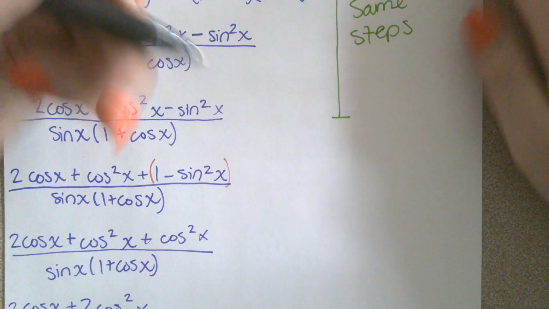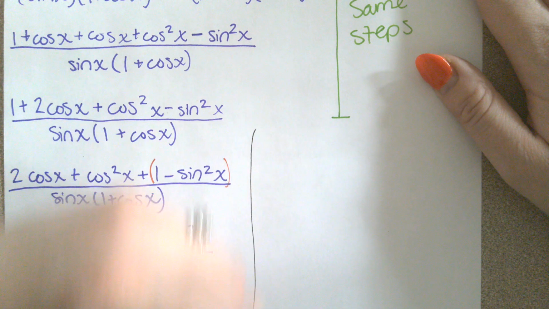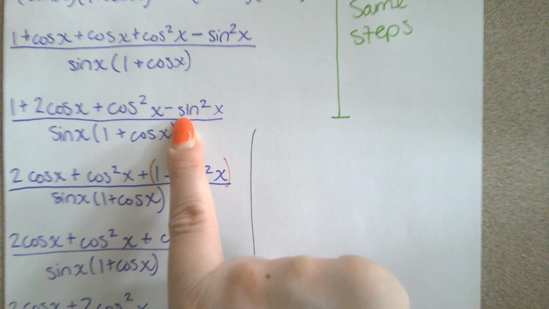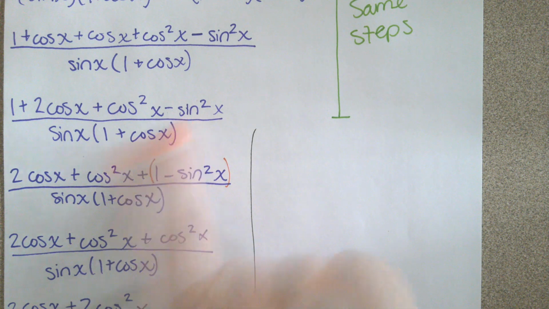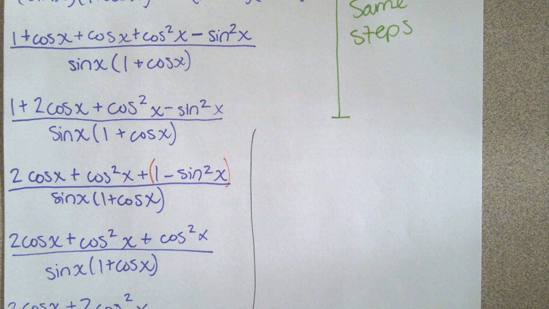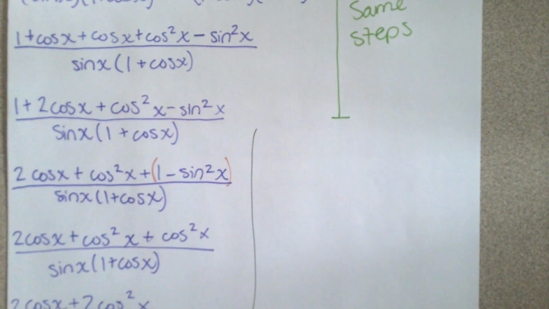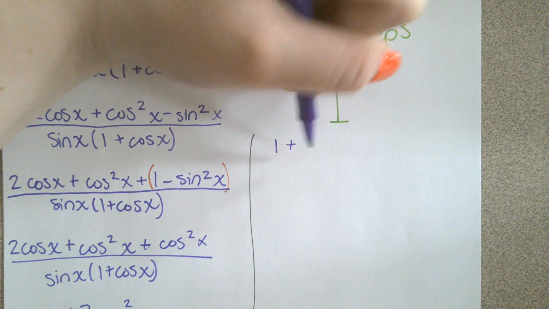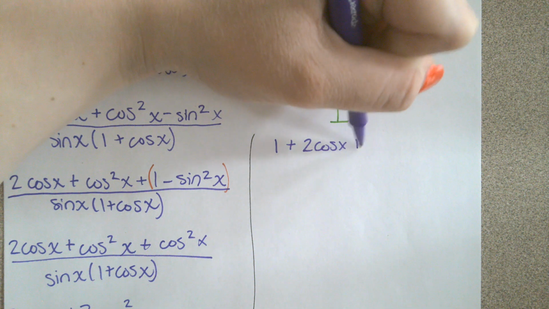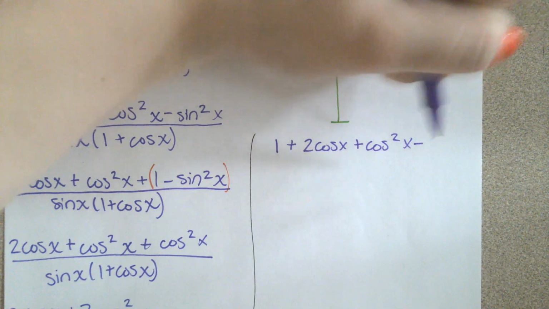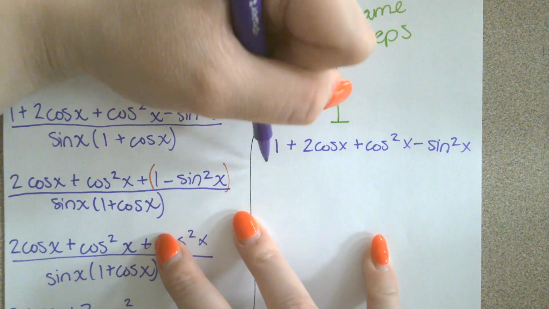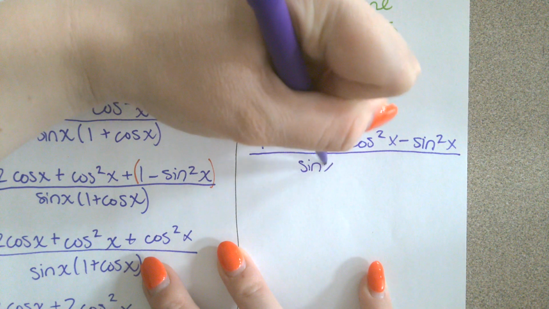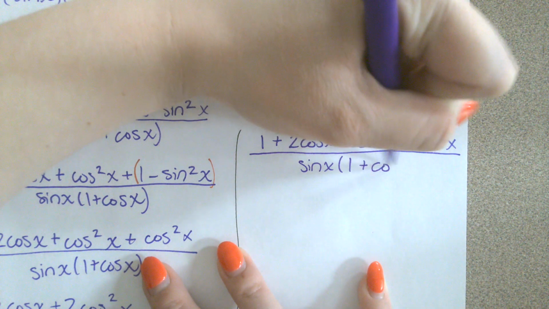What we'll do differently is we will instead replace this sine squared x with its Pythagorean identity. So I'm going to write that out by itself, and then I'm going to block off in parentheses what I'm going to change. So we have 1 plus 2 cosine of x plus cosine squared x minus sine squared x over the denominator, sine of x times 1 plus cosine of x.